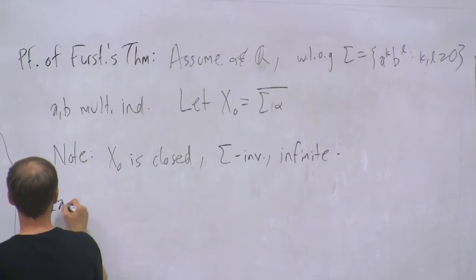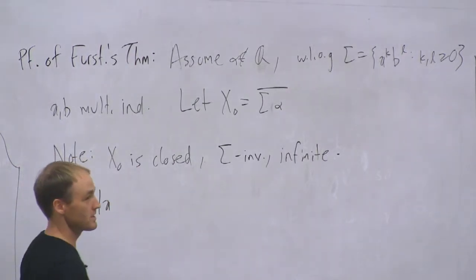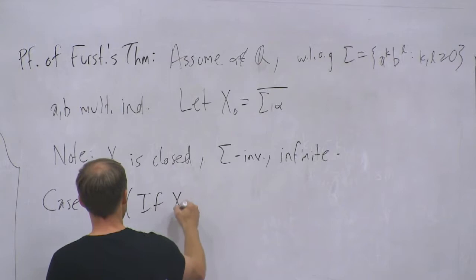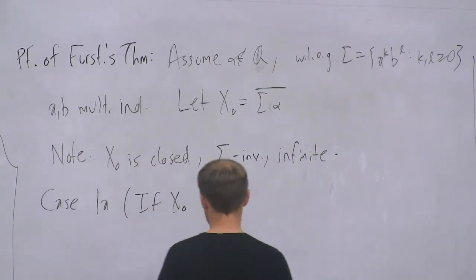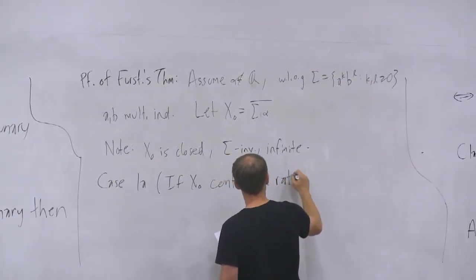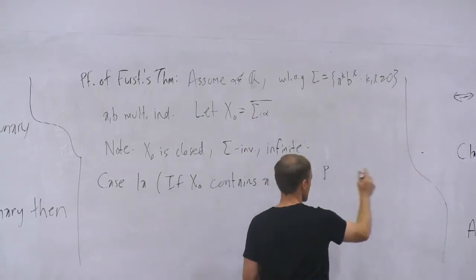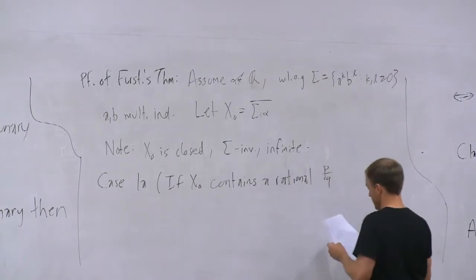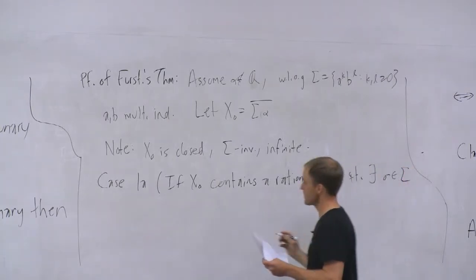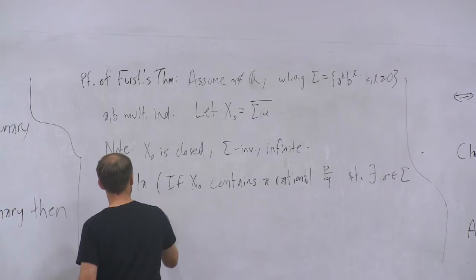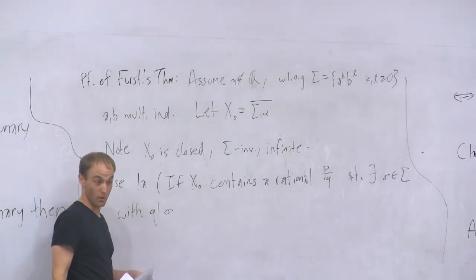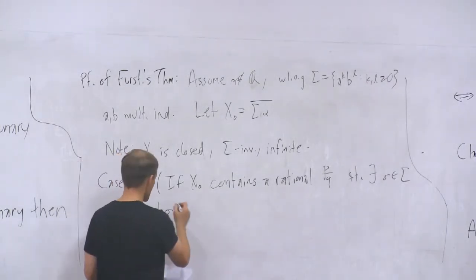Now, I'm going to divide the proof into cases. There are really two cases, but I'm going to split case 1 into two parts. Case 1a: the set x0 contains a rational number p over q. It's not the same p over q as from the proof of the lemma, by the way. It contains a rational number p over q such that there exists a sigma in the semigroup with q dividing sigma. This is a wordy way of saying the closure of the orbit contains 0.